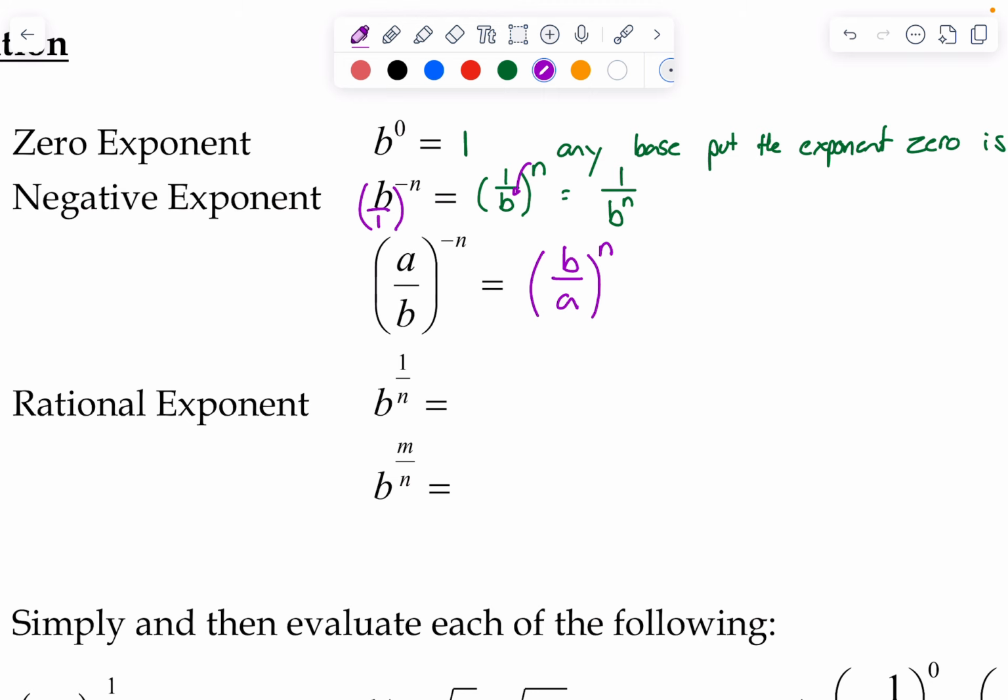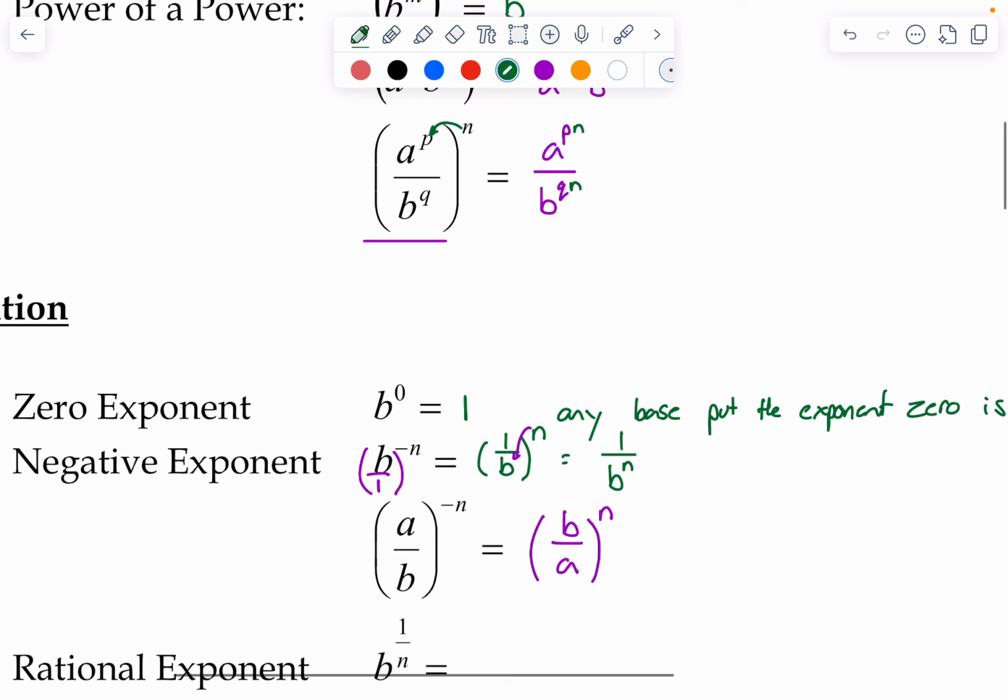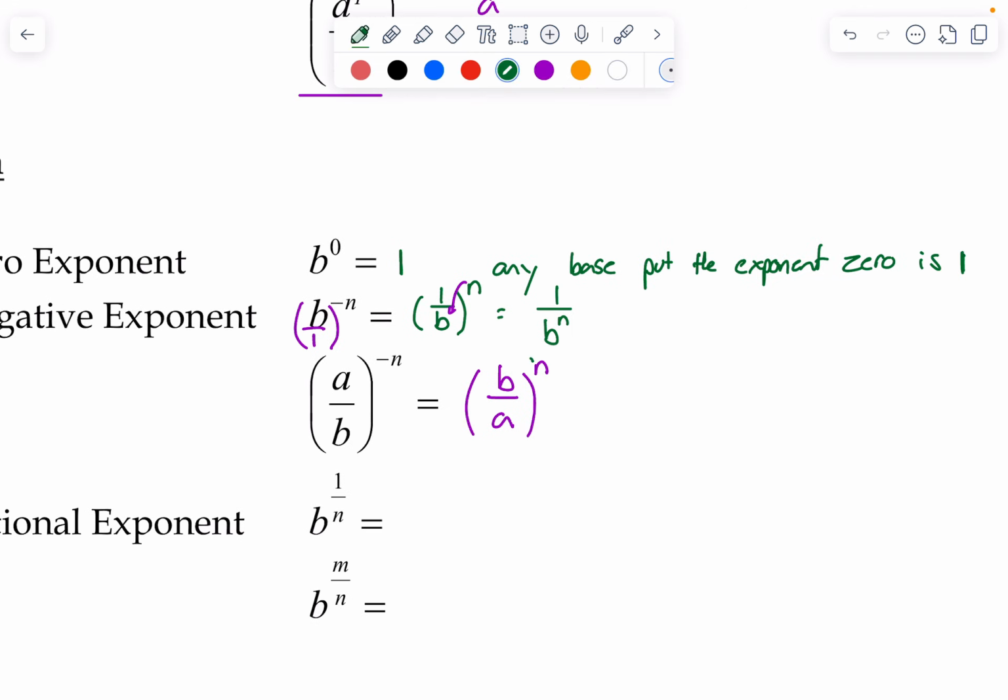And then if we wanted to simplify this further, you can use the rule, once again, this fraction one that we see here, that says, hey, take this n, distribute it to that b and that a. So that would then become b to the n over a to the n.